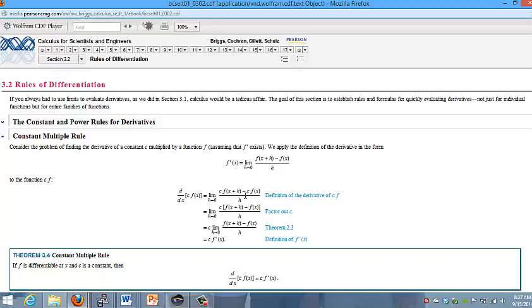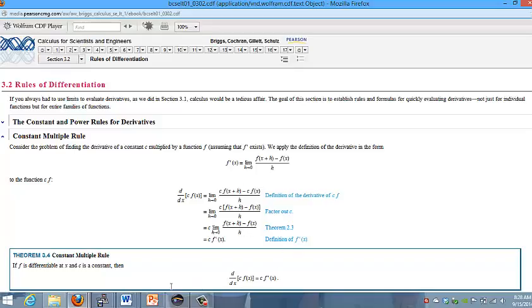And they show you why, because you could just factor it out front of the fraction and bring it past the limit. Because there's no h. When you have a constant, there's no h anywhere, so you could just bring it right past. And so that's their rule, this theorem 3.4. This is really a proof of the rule.